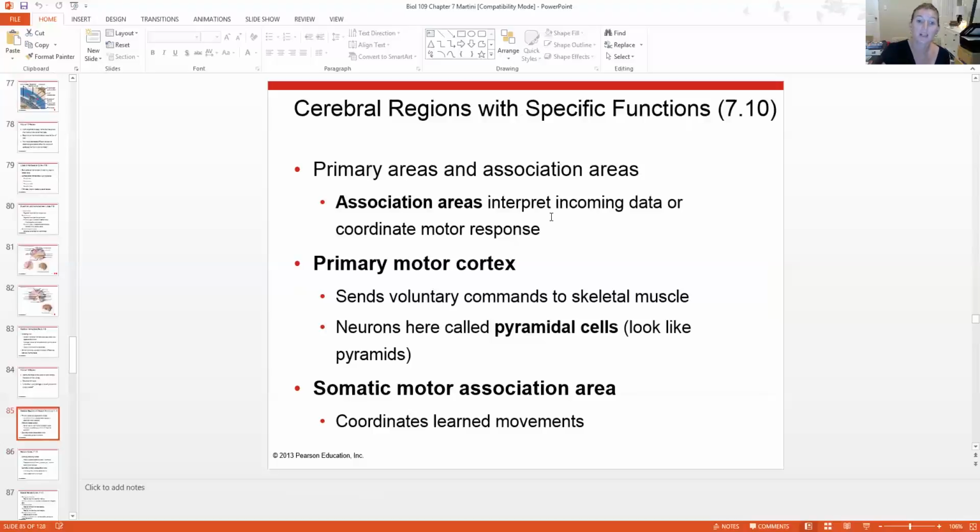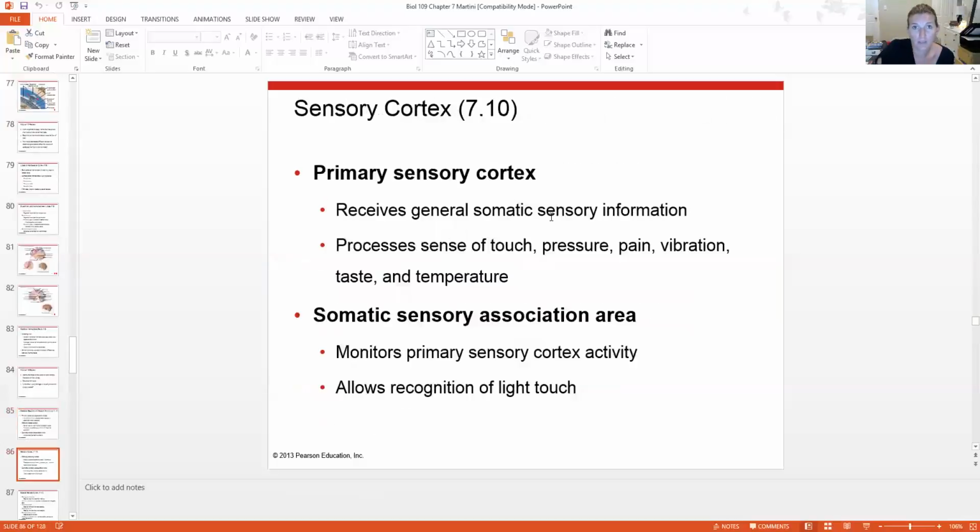There's also a somatic motor association area. This is coordinating our learned movements. So this is like you get to a set of stairs and you can walk up them. If you've ever watched a toddler or baby try to learn how to walk upstairs, it's a process. They have to understand how to step forward and step up at the same time. So once you have those skills, you don't have to think about them anymore.